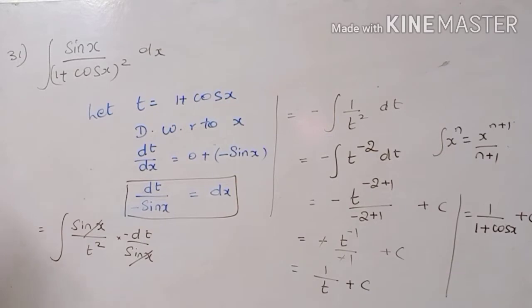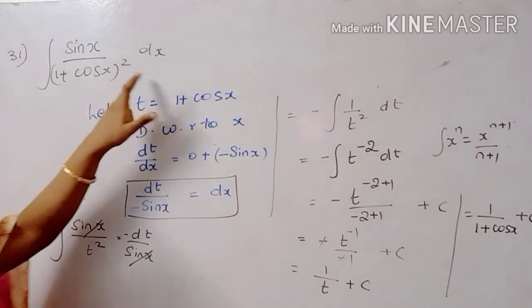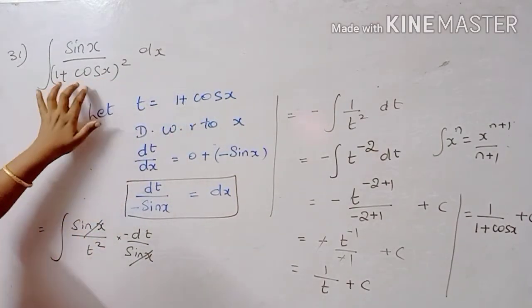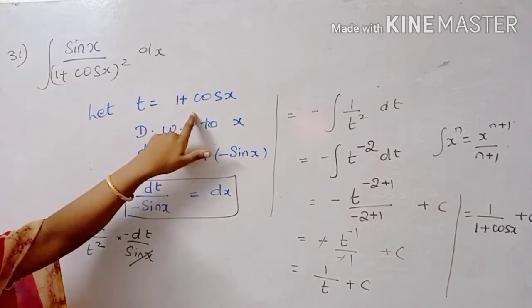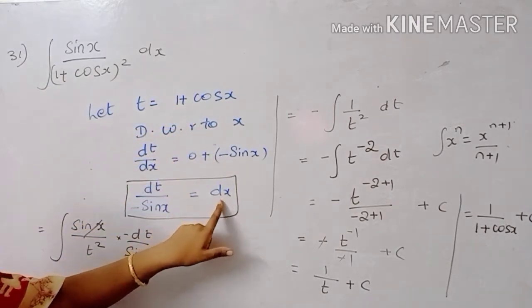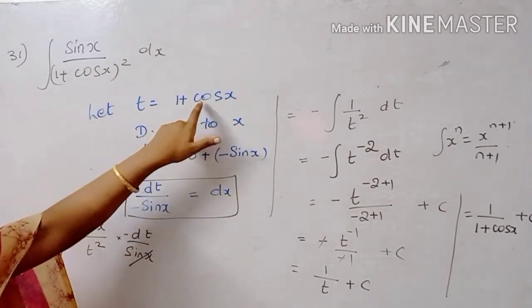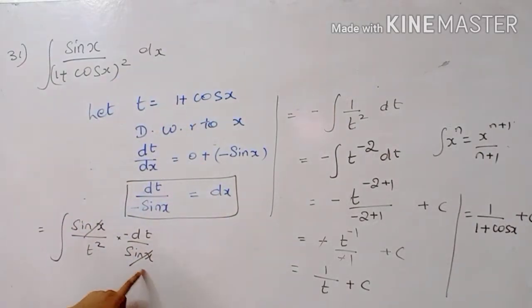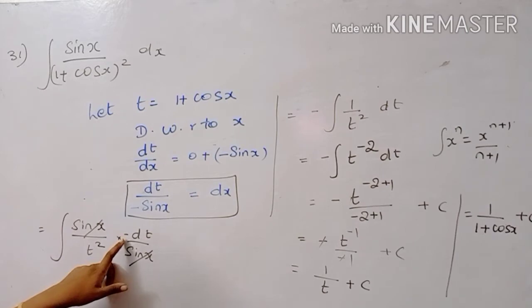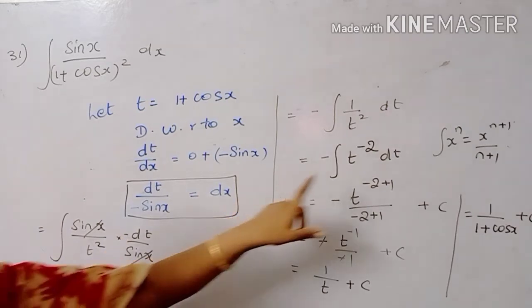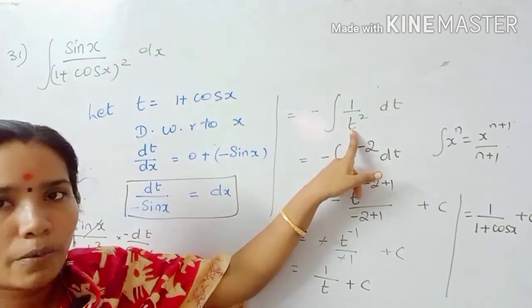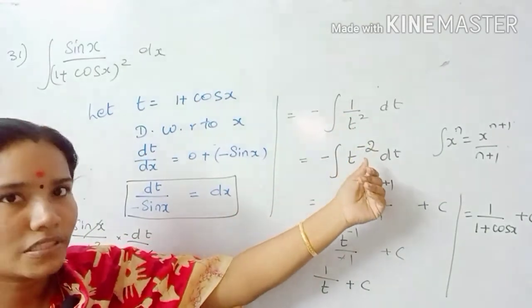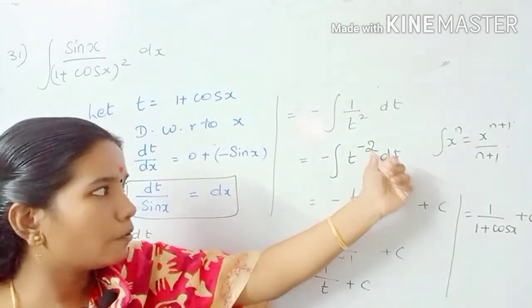So the question: integral sin x divided by (1 plus cos x) the whole square dx. So 1 plus cos x, I take as t. Differentiate this and find out the value of dx. Now we substitute this t value and dx value in the question. When substituting, sin x cancels. Remaining is only minus 1 by t square dt. So this t square in the denominator goes to the numerator, and t power minus 2 comes. t power minus 2 dt.